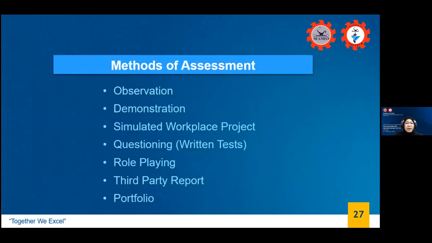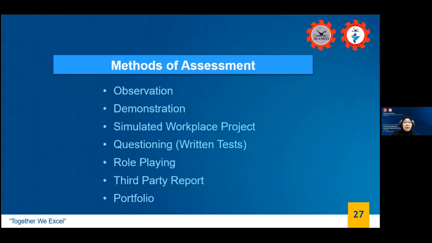Right. Now, I just want to give you examples of the different types of assessment that we can use. So there is observation, demonstration, simulated workplace project, questioning like using written tests, role playing, third party report, and portfolio. These are the sort of assessment that we can use.